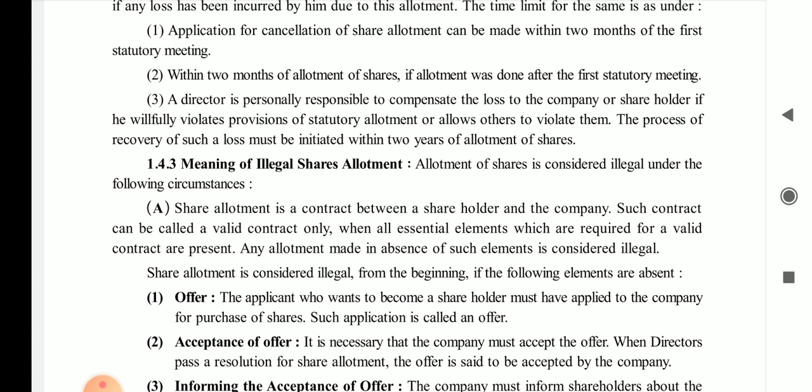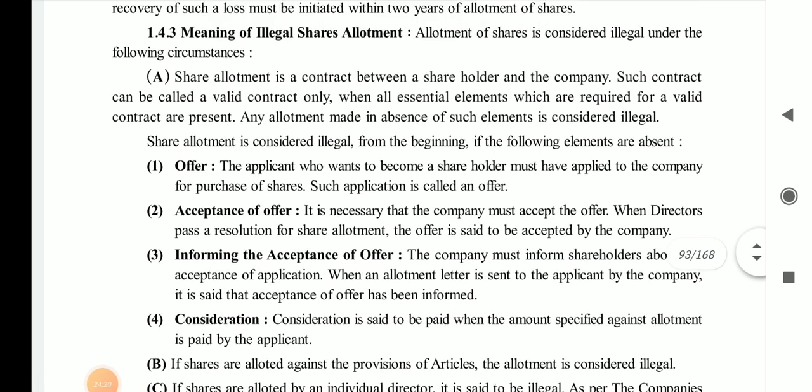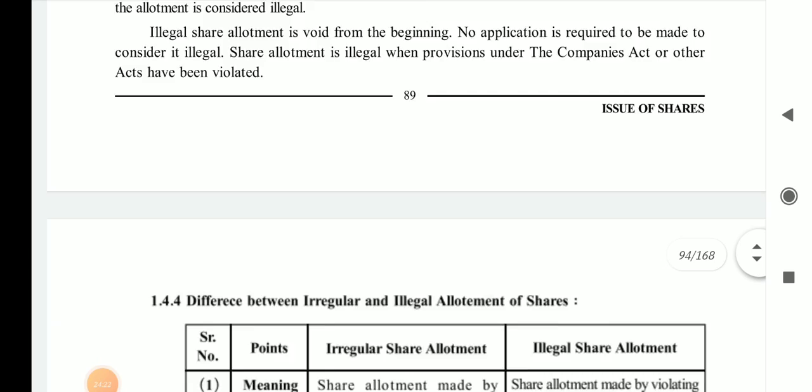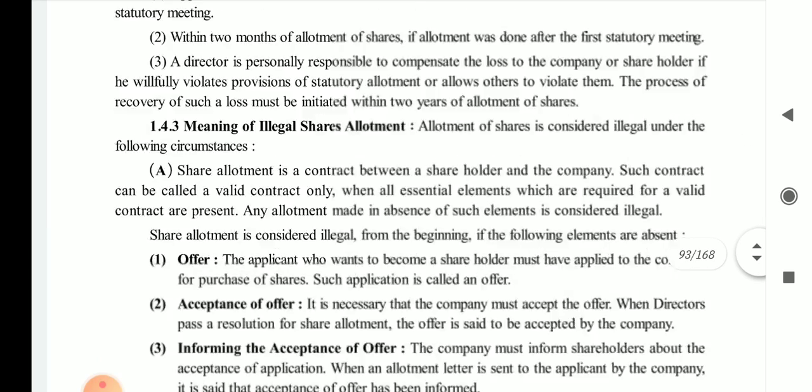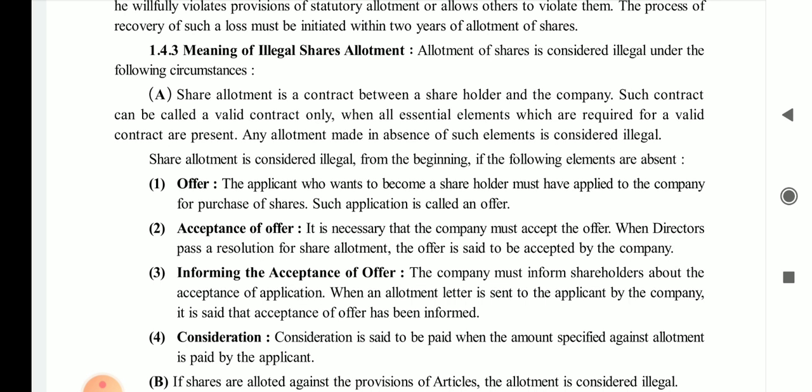The process of recovery of such a loss must be initiated within 2 years of the allotment of share. Whenever allotment is done, within 2 years they have to start the procedure for the compensation. So these are the basic rules for the effects of irregular allotment. Now, the meaning of illegal share allotment.